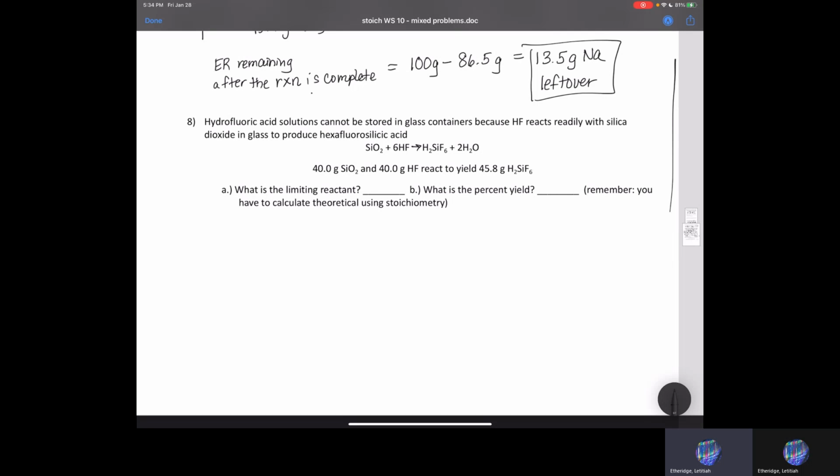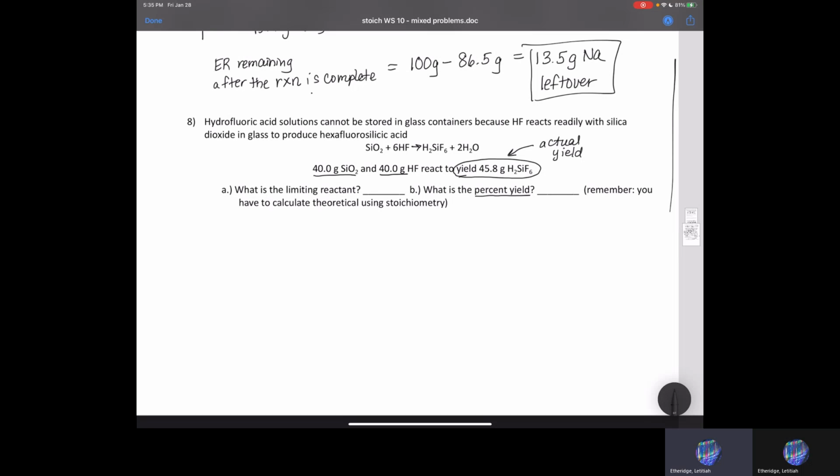All right. So we are going to start this problem the way we start all of our problems. The first thing is we need to figure out which one is the limiting reactant. The only way to do that is to use both of our quantities of limiting reactant and excess reactant to figure out what we make. Okay. What I want to draw your attention to is it says that we have silicon dioxide, and it's 40 grams that reacts with 40 grams of hydrofluoric acid, and it reacts to yield 45.8. So this is just another fancy way of saying that this is the actual yield. So we are going to leave that alone until we calculate the percent yield.